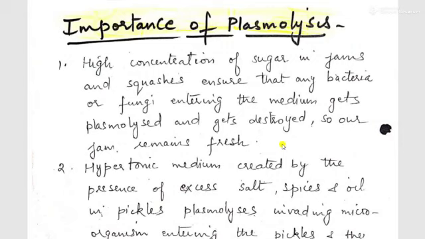Why? Because the jam is a concentrated solution, so the fungus or the bacteria will lose out water from its body through exosmosis and it will get plasmolysed as shown in the above figure. So plasmolysed cell gets destroyed soon. Within few hours it becomes dead. So the bacteria or the fungus dies and our jam remains fresh.